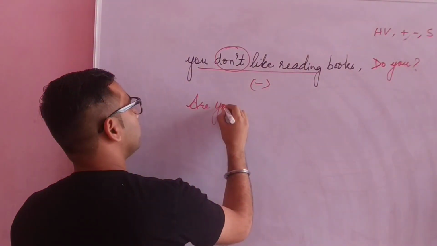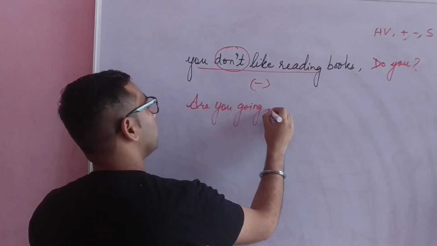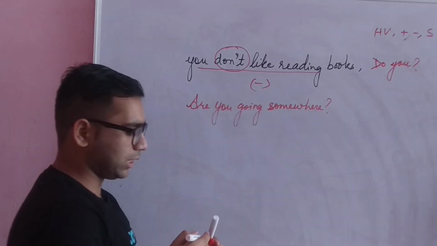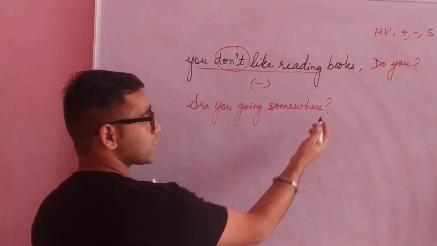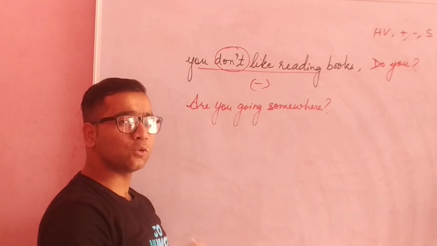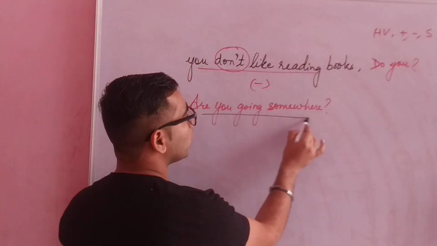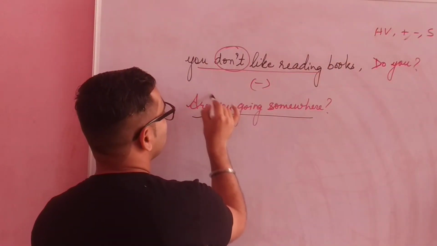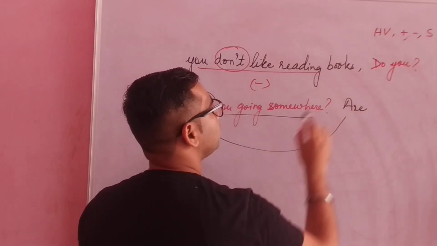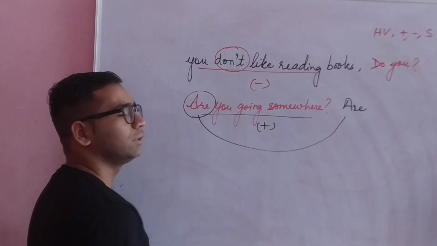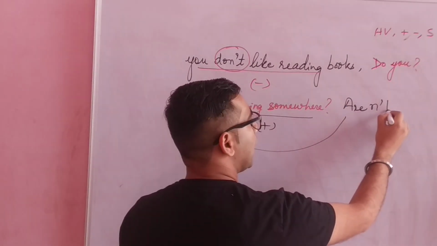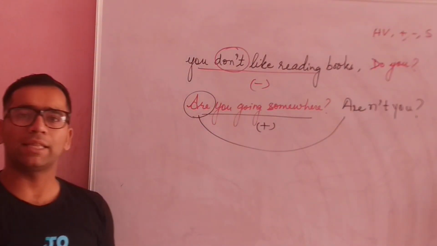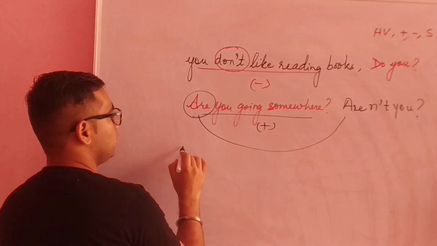Are you going somewhere? I have written it. Are you going somewhere? It is already a question tag. Now students will ask, sir, what is the need to make a question tag here? But children, this is the question. This we have asked. But we want the confirmation again. So are you going somewhere? Helping verb can be taken from here. Are. This is a kind of positive statement. Fine. So this shall be not. Are not. Then again it shall be you. Aren't you? That's done. That's what our job is.